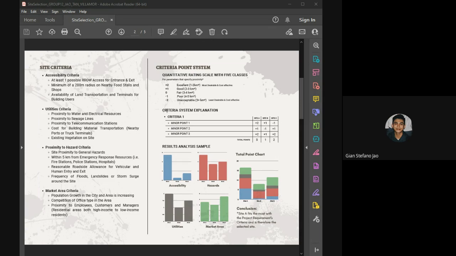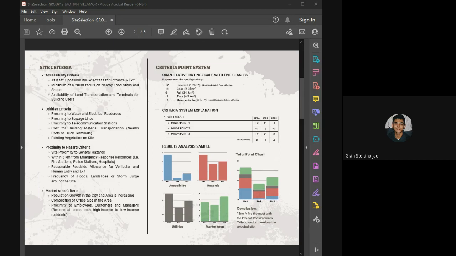So for the criteria grading system, it follows the quantitative rating scale with 5 classes, where 2 is the most desirable and cost effective, 1 is the best but is still in the range of acceptable, 0 is not ideal but not really unacceptable, -1 is not ideal and would need significant solutions to solve the issue, and negative 2 actually damages the possibilities and potential of the site.